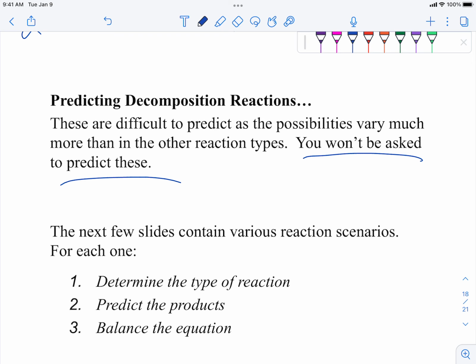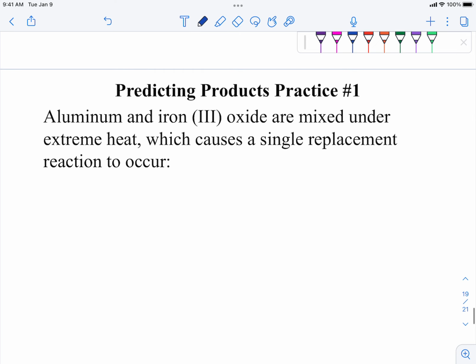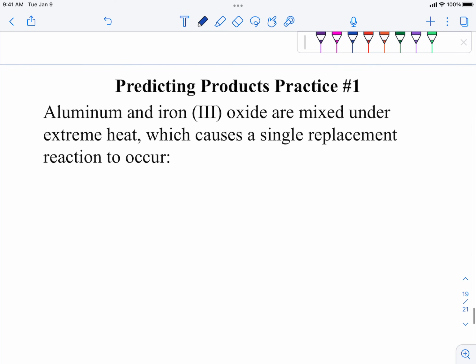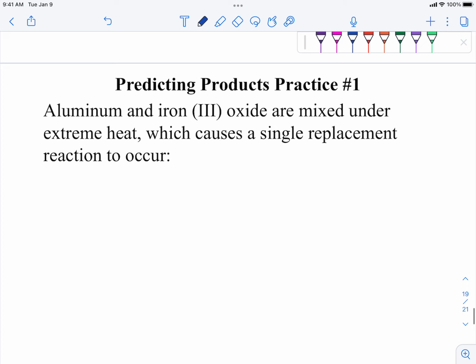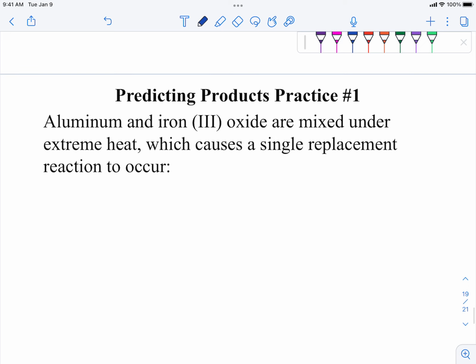Okay, so we have a bunch of scenarios here, which some of them tell you what they are, some of them don't. So we're going to take some time in class. You're going to work through these, and then we'll come back and reconvene, and then we'll see how we did.